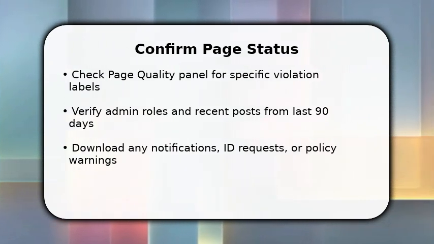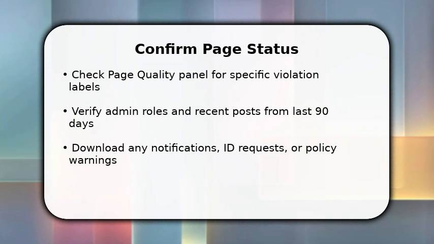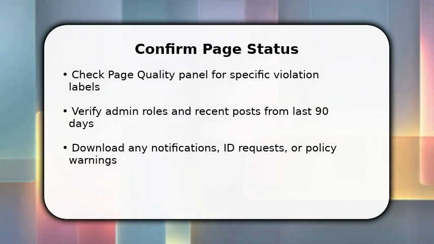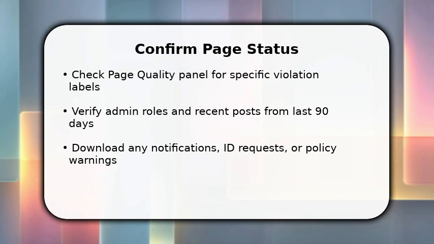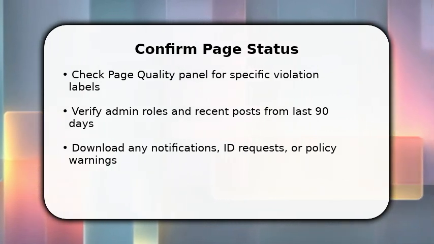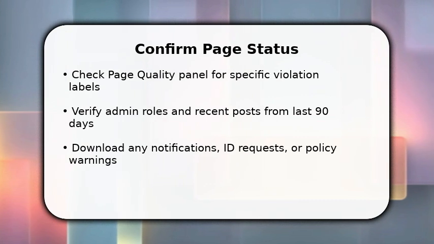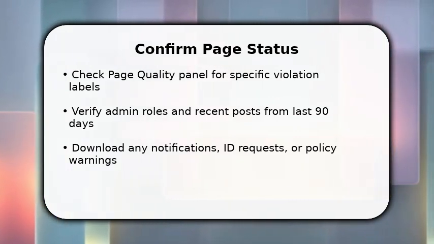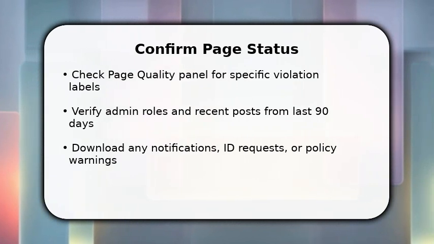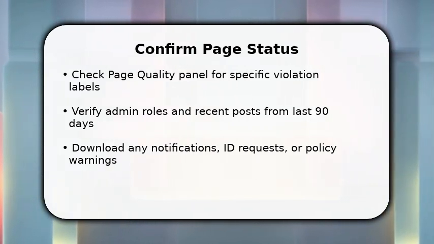Then, audit recent posts and admin activity within 90 days to locate the problematic content or action. Once done, document timestamps and links for every flagged item so you have evidence. Make sure you are on the right business manager and that you can access appeal or request review options immediately.